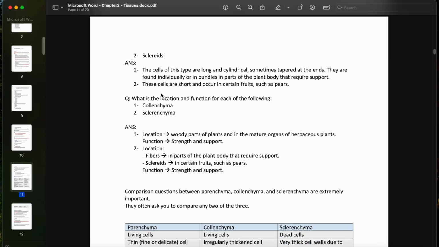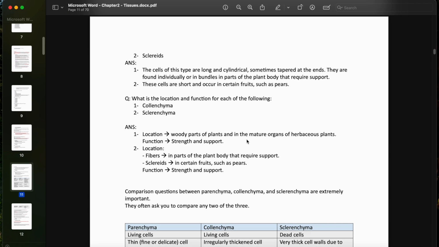A very important question that you can get is asking you about the location and function of the parenchyma. The location is in the woody parts of the plant and in the mature organs of herbaceous plants, and the function is going to be strength and support. It's easy to remember this.